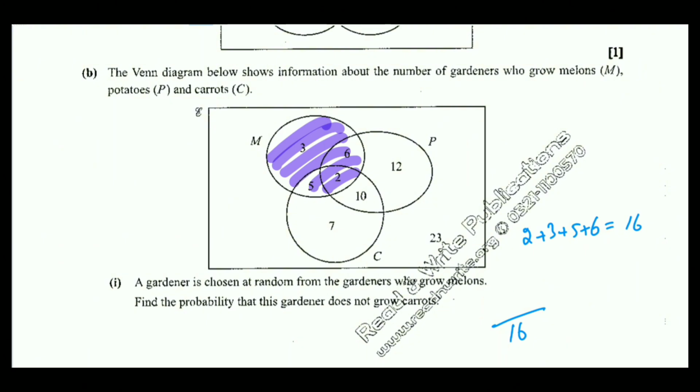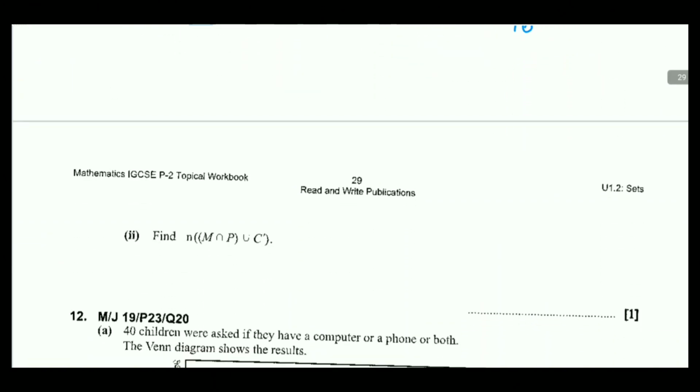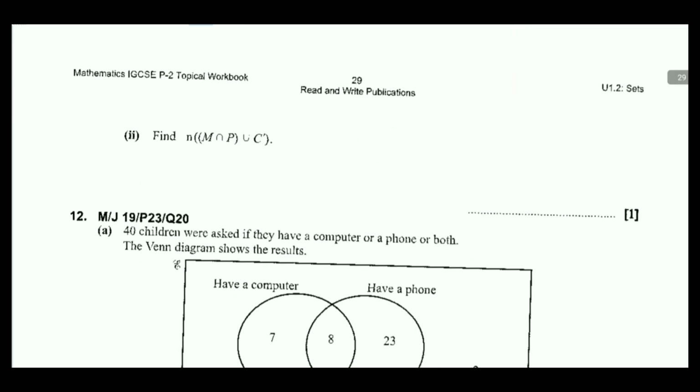What will be in the numerator? Now read the second line. Find the probability that this gardener does not grow carrots. 3 and 6. From the melon section, 3 and 6 are the parts where this gardener does not grow carrots. They just grow melons. And 5 and 2 are the parts that grow both melons and carrots. So 6 plus 3. So 9 by 16 is the answer of this part. Okay, the second part you can do by yourself, as I have done above.